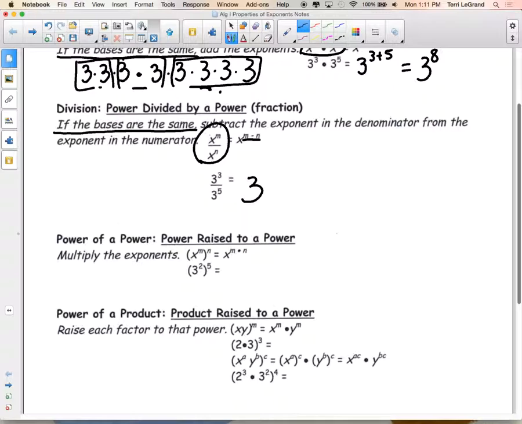3 to the what? 3 to the 3 minus 5 power. Does it have to go in that order? Yes. The numerator is 3, the denominator is 5. So it becomes 3 to the what power? -2. -2 power. Now, you learned in your SQ3R that if you have a negative power, what's true?